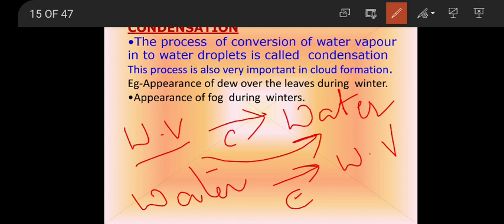Due to condensation only, we can see fog during the winter season.